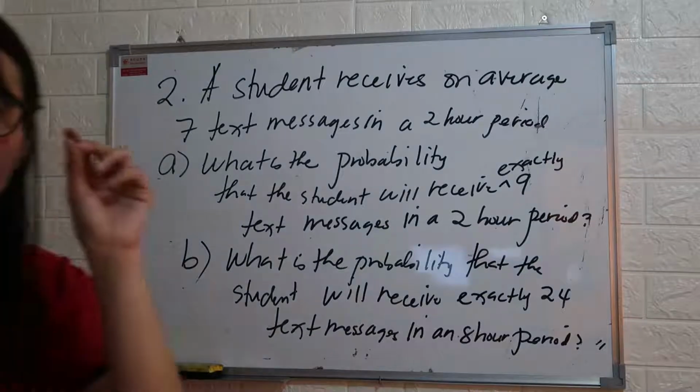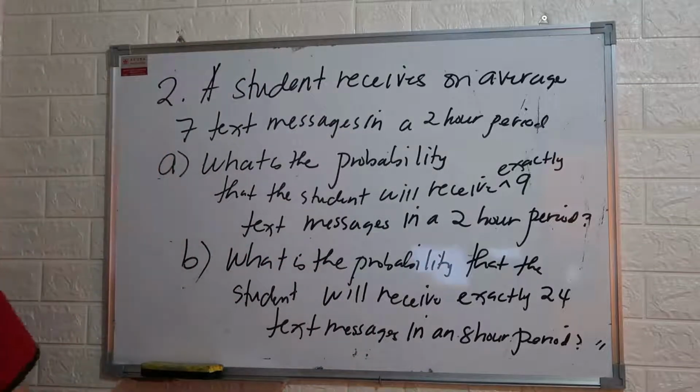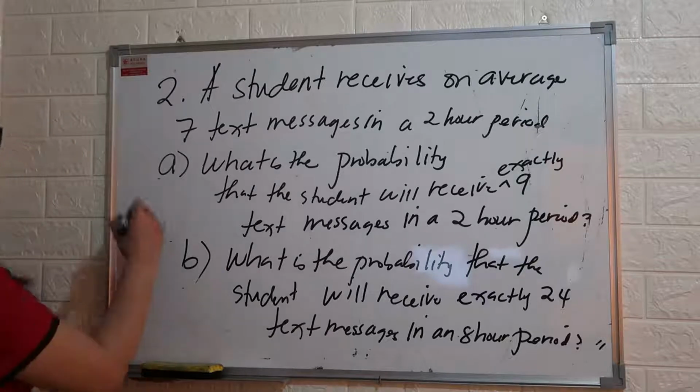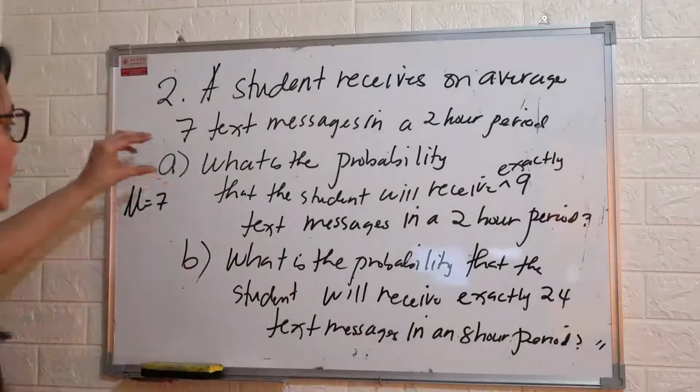First we need to identify the mean. What's the mean here? In number 2, what's the mean? 7. Okay, so the mean is 7. Now next, let's start with letter A. So A muna tayo.